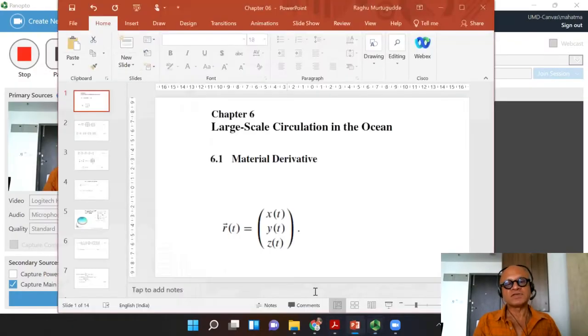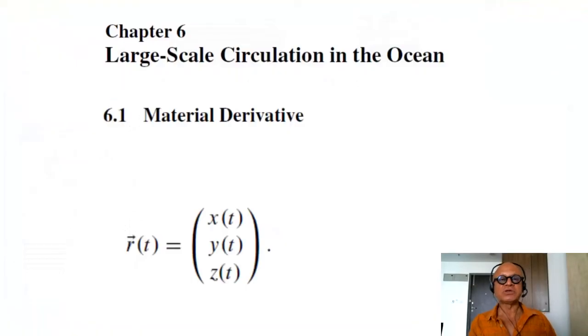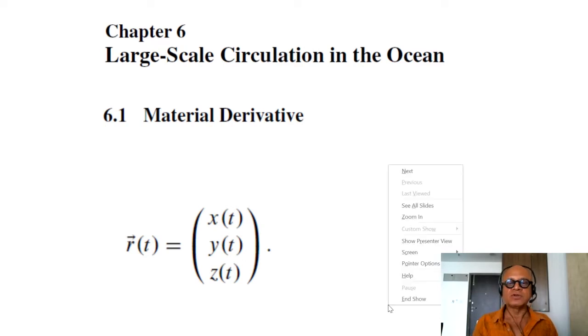So chapter 5 was a brief introduction to initial value and boundary value problems and some numerical methods for solving the boundary value problem. We'll directly now move to large-scale ocean circulation and look at the derivation of the equations of motion and see what are the various modeling issues involved and how we go about solving the equations and what the equations are. So let's first define the concept of material derivative.